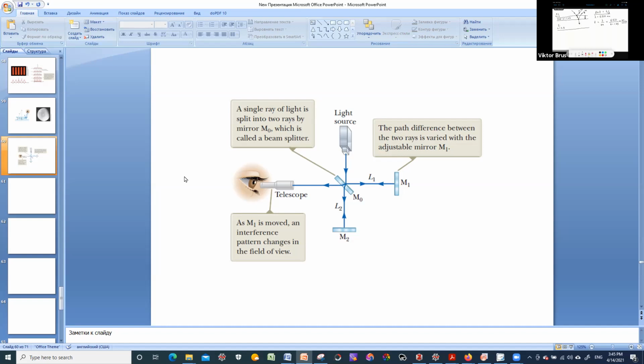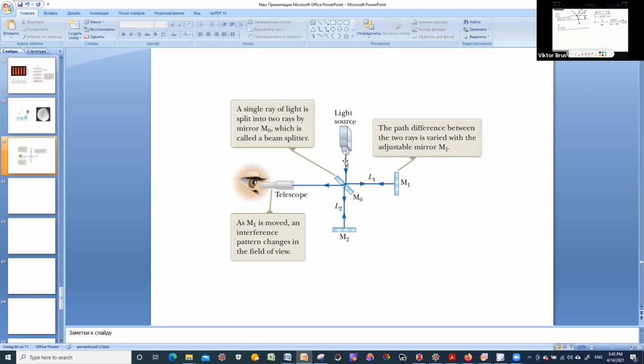For that, usually the light source is a monochromatic light source, like some laser with well-known wavelength of the emitted electromagnetic waves. So that is a critical requirement. You need to know the wavelength with a high precision.